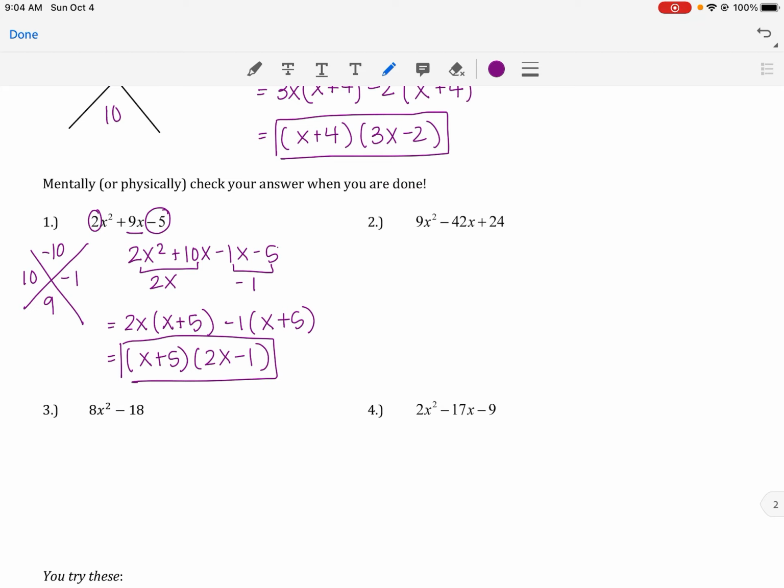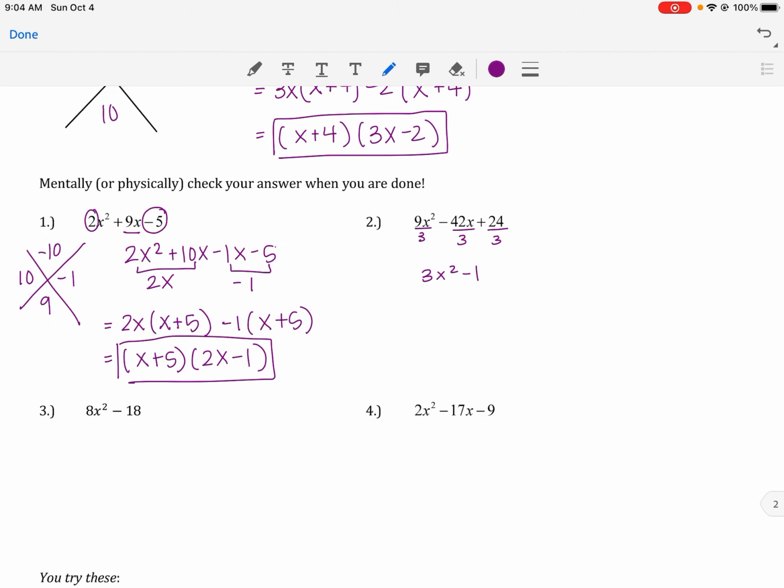Okay, let's look at the next one. 9, 42, and 24. Those numbers are quite big, right? I can't divide everything by 9, but what else multiplies to 9? 3. Can I take a 3 out of each of those? Let's see. If I divide each of these by 3, I get 3x squared. 42 divided by 3 is 14x, and then I have plus 8, so it does. But right now it's not equivalent. Remember, you do need to still write that 3 out front.